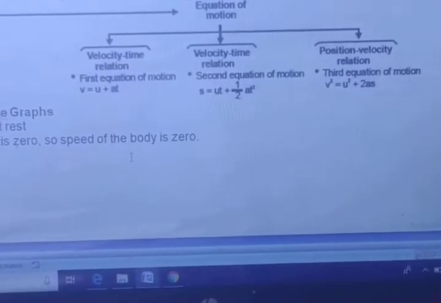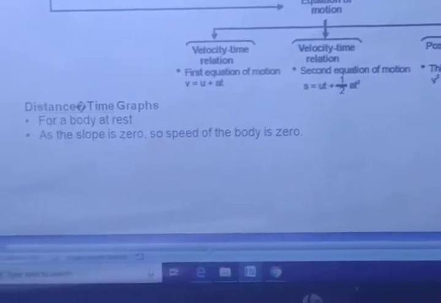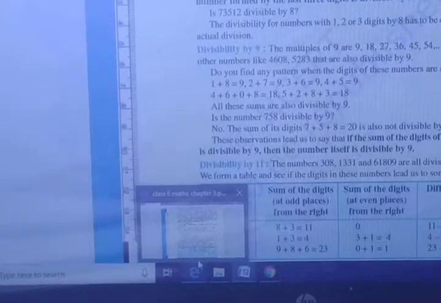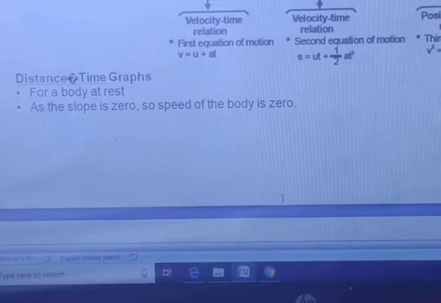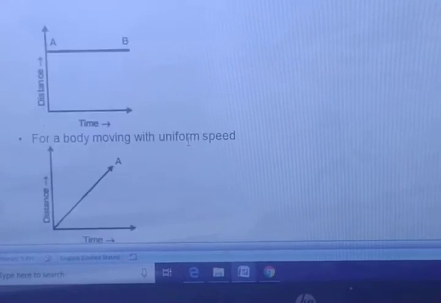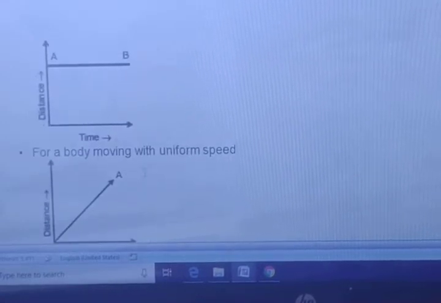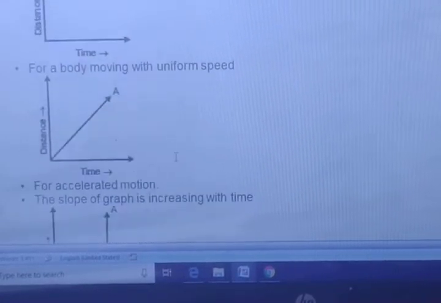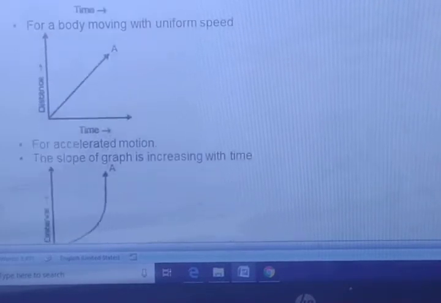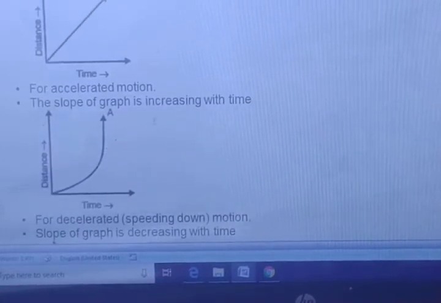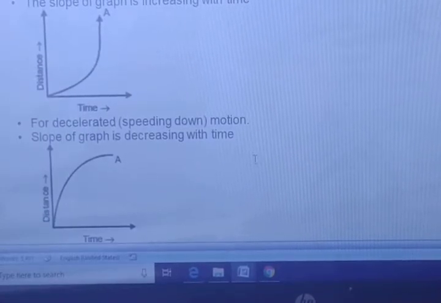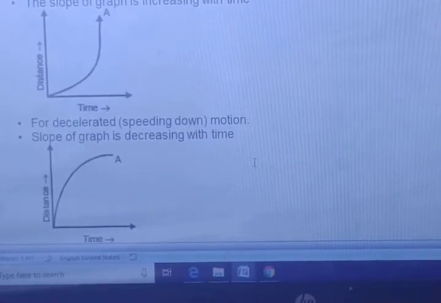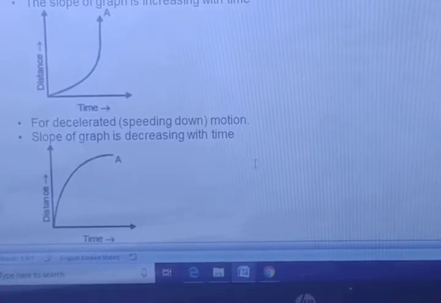Now the distance-time graph. You can see some of the graphs I have drawn here. For a body at rest, the slope is 0, so the speed of the body will be 0. Here is the distance-time graph for a body moving in uniform motion. For accelerated motion, the slope of the graph increases with time. For decelerated motion, as the speed goes down, the slope of the graph decreases with time.